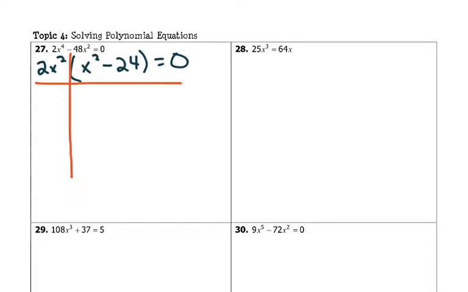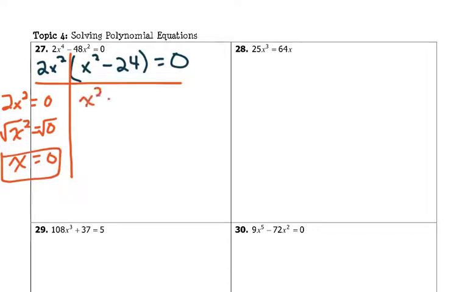So we have 2 factors. So 2x squared equals 0. Divide by 2 to both sides. We're going to get x squared equals 0. Take the square root of both sides to get x by itself, and x equals 0 here. So that's our first solution. The next one is x squared minus 24 equals 0.